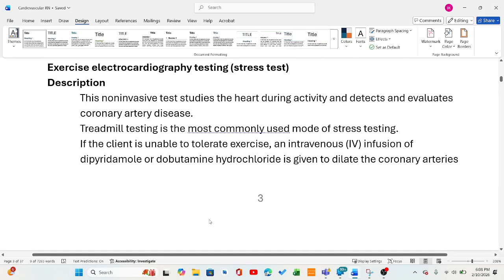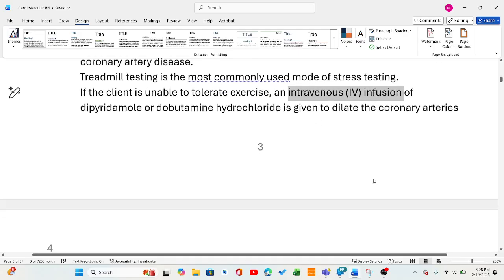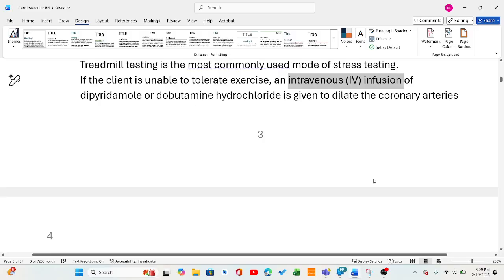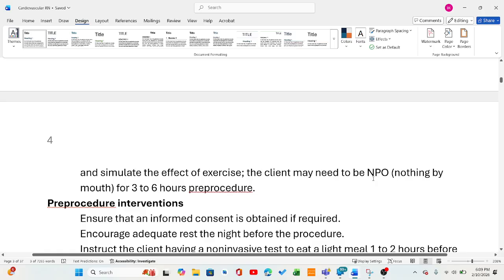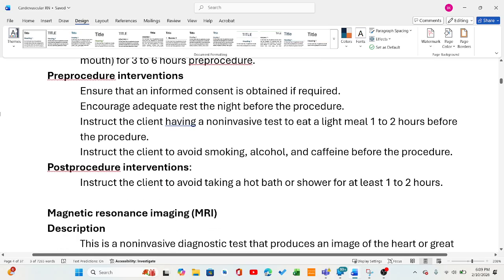procedure goes on. So there are two ways to get the stress test done. One, if the person is able to walk, use a treadmill, there's no need for the person to be NPO. But if the person is unable to tolerate that, the doctor can inject this medication, dobutamine hydrochloride, into the patient, and it dilates the coronary arteries, and the doctor will be able to get whatever information they want. In this case, this patient has to be NPO. They need to sign informed consent.